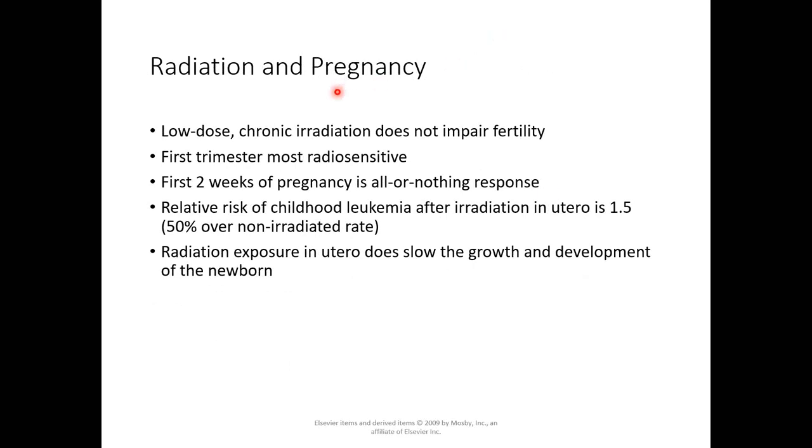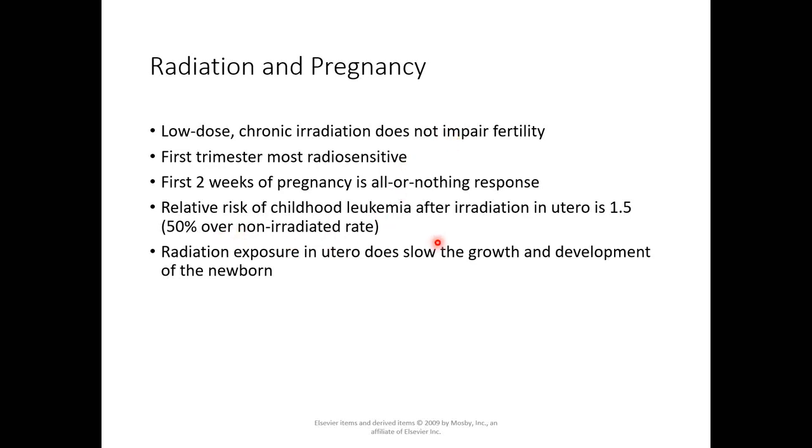Radiation and pregnancy. Chronic low doses of radiation really don't impair fertility. The first trimester is always the most radiosensitive because that's when the major organogenesis occurs. During those first 2 weeks, however, it's all or nothing. It's either going to be a spontaneous abortion or the baby is just going to continue developing naturally.